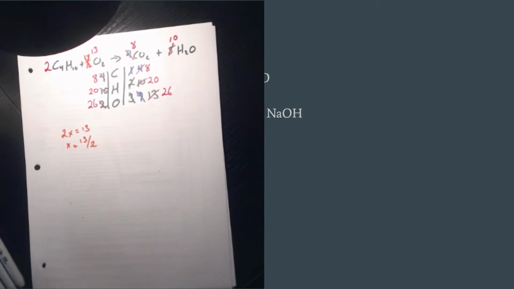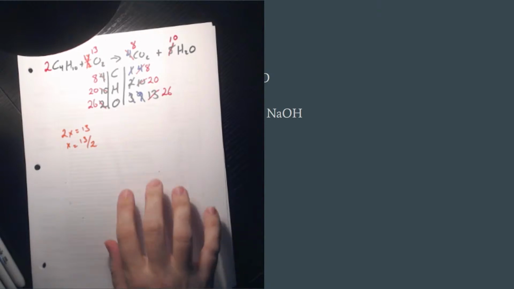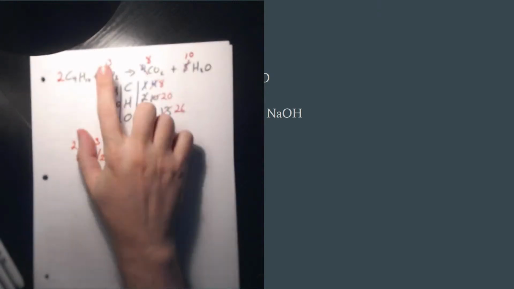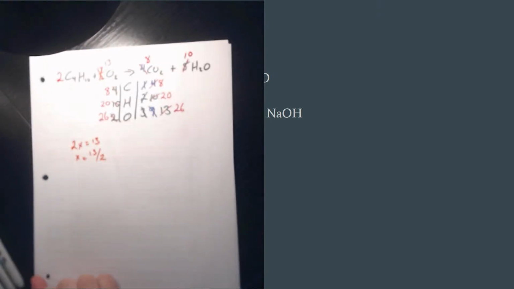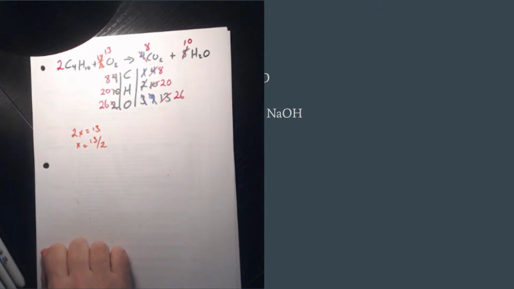So that is something you can do. If there's no way to get to the answer you want, it's not really cheating to use a fraction, so long as you intend to get rid of the fraction when you're done. So now we look at our coefficients, 2, 13, 8, and 10. There is no number we can divide those by in order to reduce those, so that is the answer to the combustion of butane.